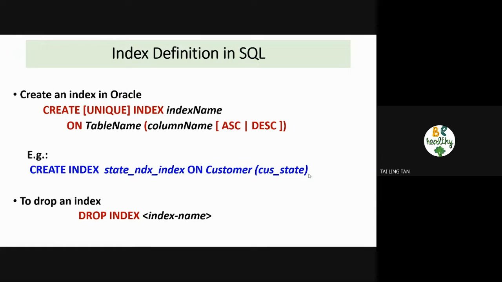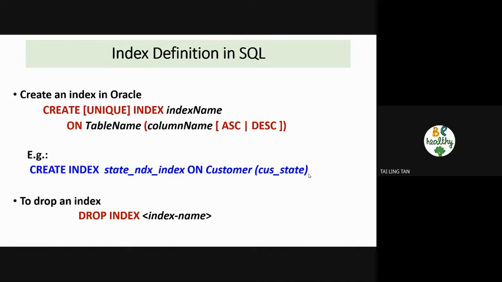So the way to create an index in Oracle SQL is using this method: CREATE INDEX, the index name, and for which table, and at the same time for which column. Whether it's ascending or descending, previously when you created this table, you actually already had the idea whether it's ascending or descending.